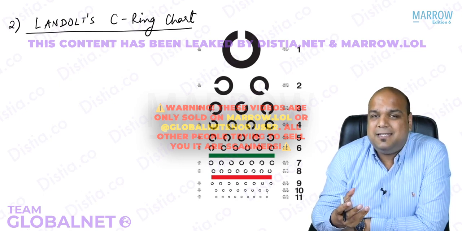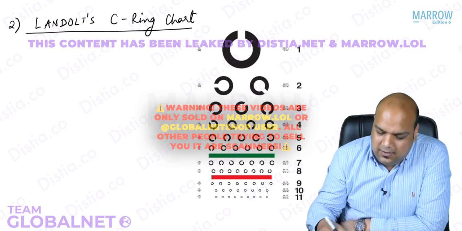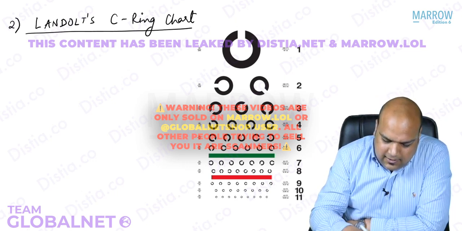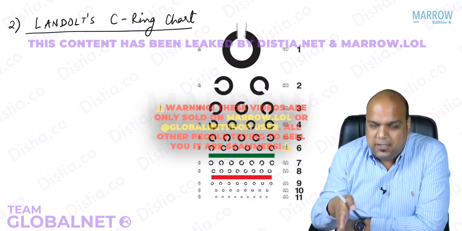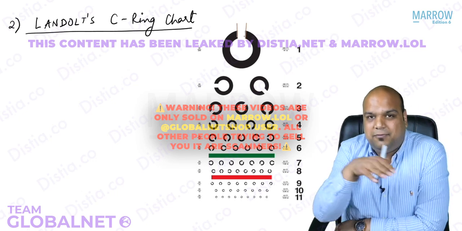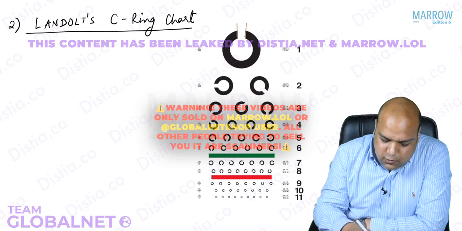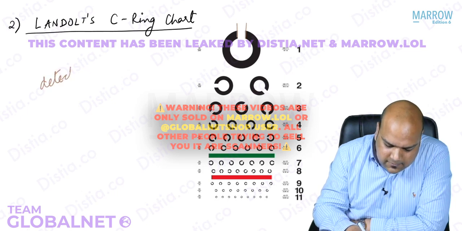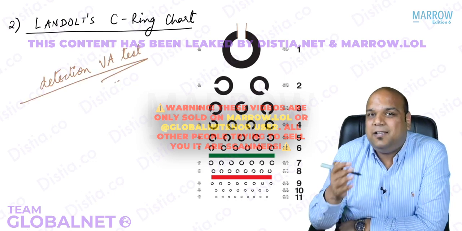The only difference is, instead of reading ABCD, the patient is detecting the cut, everybody. So we are asking the patient, can you tell us the direction of the cut? Yes. So the patient will say up. The patient will say left. The patient will move his hand and be able to tell you the direction. So we call it a detection visual acuity test. Okay, everybody. We are just detecting the visual acuity.